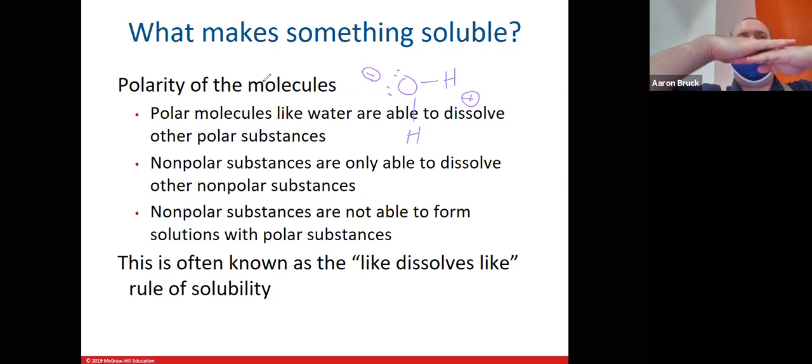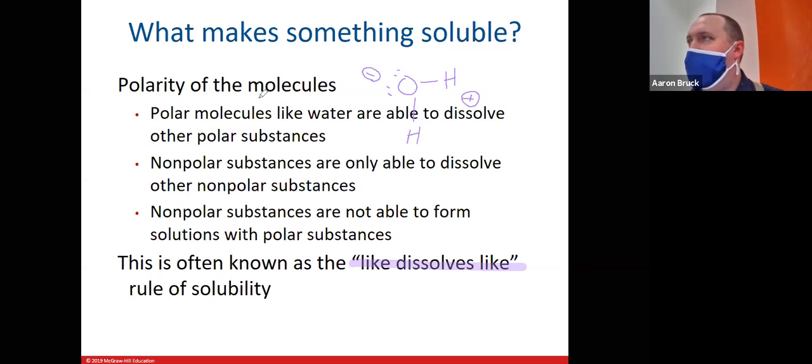What do we get as a result? Layers. The polar molecules all bind together, and the nonpolar molecules get pushed out to the side. This is known broadly as the like dissolves like rule of solubility. Substances with similar kinds of polarity dissolve in each other. Polar molecules dissolve in other polar molecules, and nonpolar molecules dissolve in other nonpolar molecules, but there's no crossover between them. Polar and nonpolar do not mix.